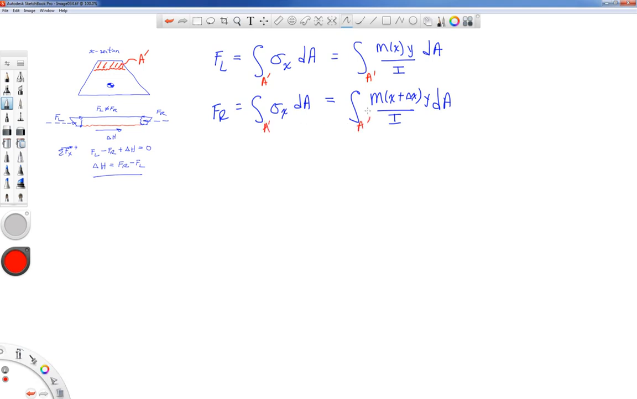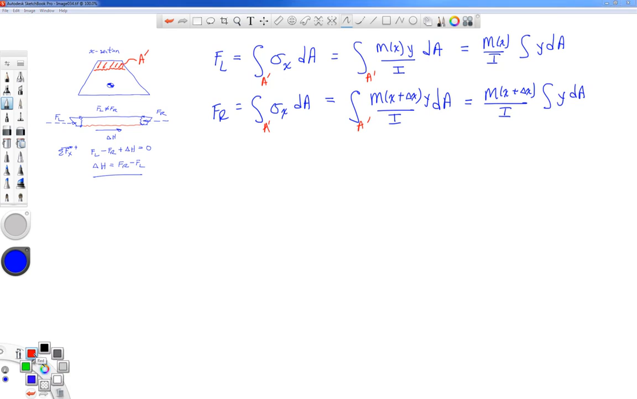Now some things are constant. They don't depend on the cross-section dimensions. The things that do not depend on the cross-section can be taken out in front of the integral. So one more time, I'm going to rewrite these integrals with the M of x over I taken out. We have left a y dA, and over here, an M of x plus delta x over I taken out. And we have an integral again of y dA, and both of those integrals are over that same shaded area, what I'm calling right now A prime.